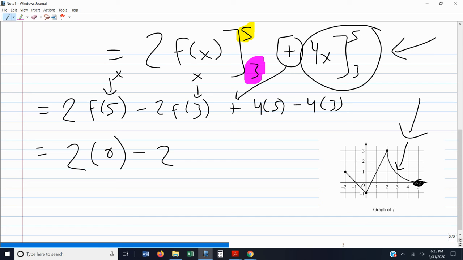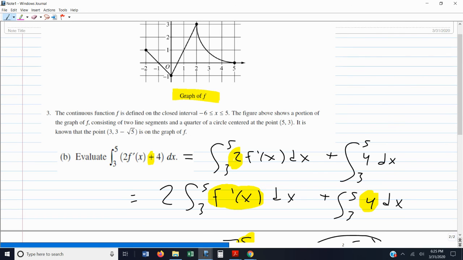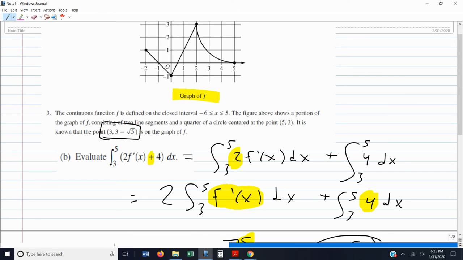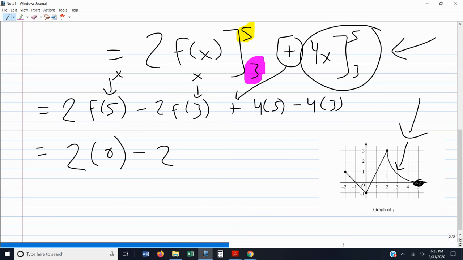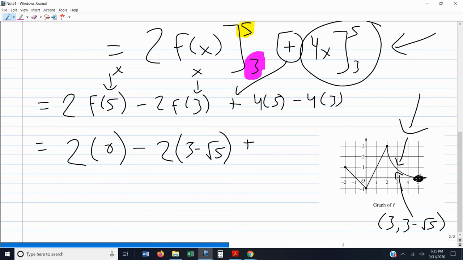We have a weird output, and if you remember from the question, it said that it is known that the point 3 comma 3 minus root 5 is on the graph. So that's why they gave us that weird piece of information. That point is a coordinate, and so that means the output there is 3 minus root 5. Just making sure I copied that right. Then we have 4 times 5, which is 20, minus 4 times 3, which is 12.